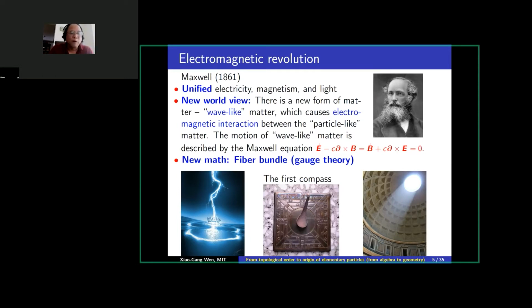This new form of matter, of course, satisfies a different equation of motion, a different law. That is the Maxwell equation. Later we found that the Maxwell equation is closely related to a mathematical theory called the fiber bundle. Therefore, the fiber bundle is the mathematical foundation for the Maxwell equation. So that is the second revolution.